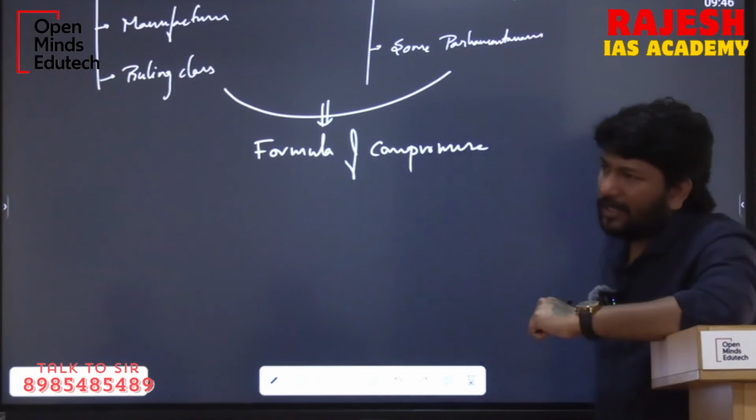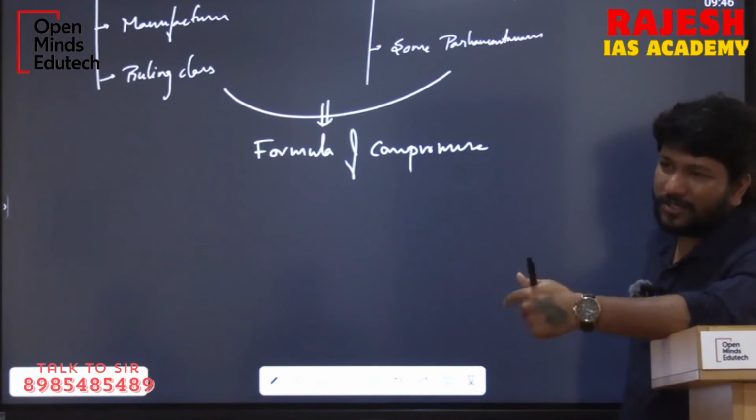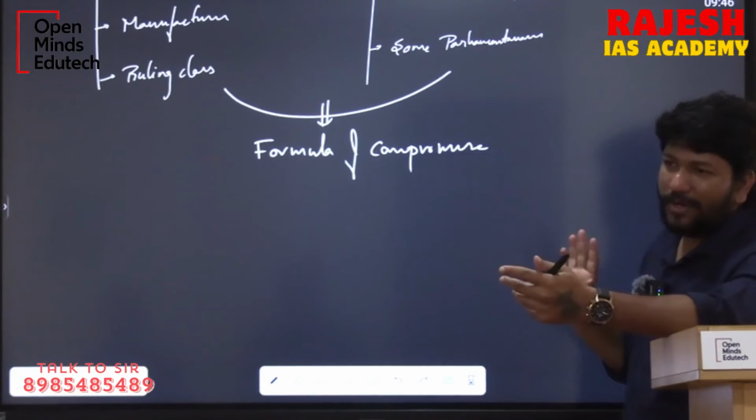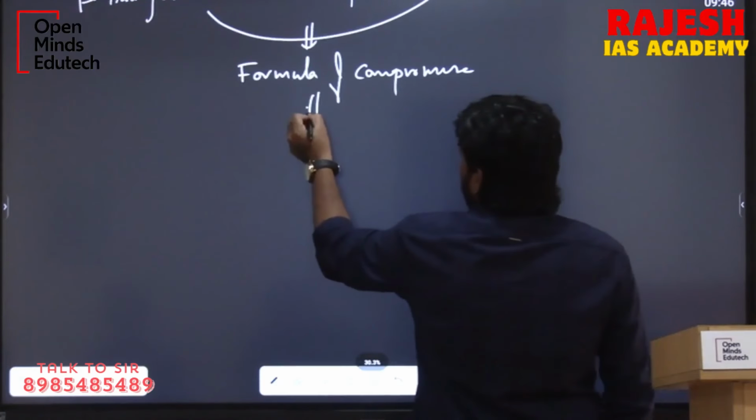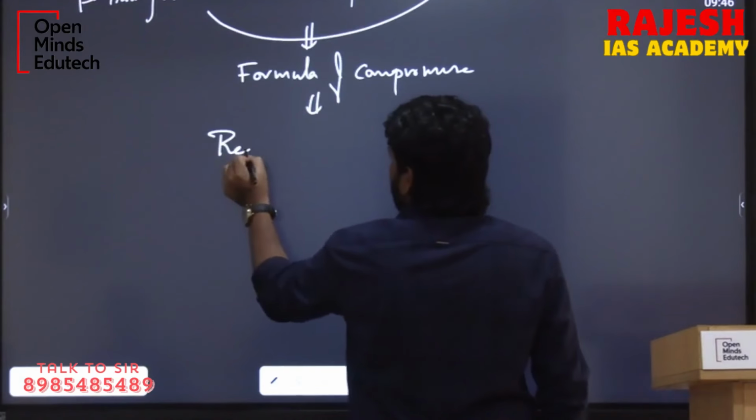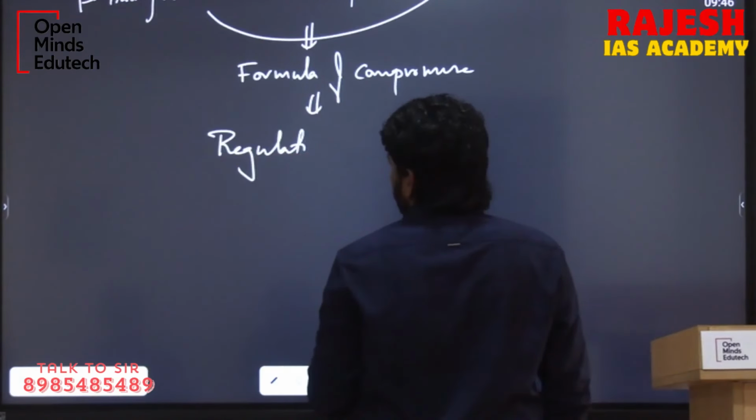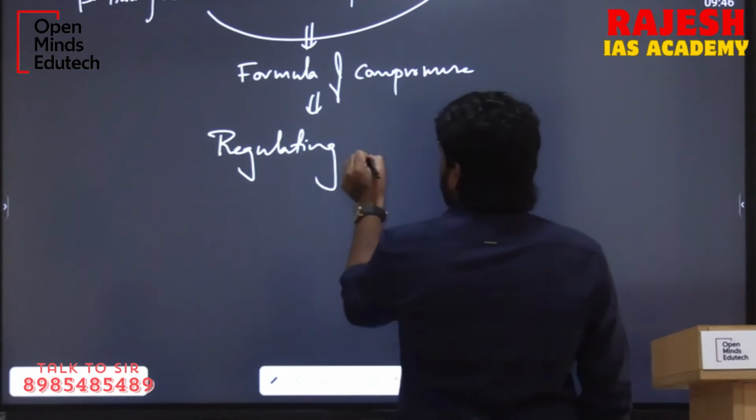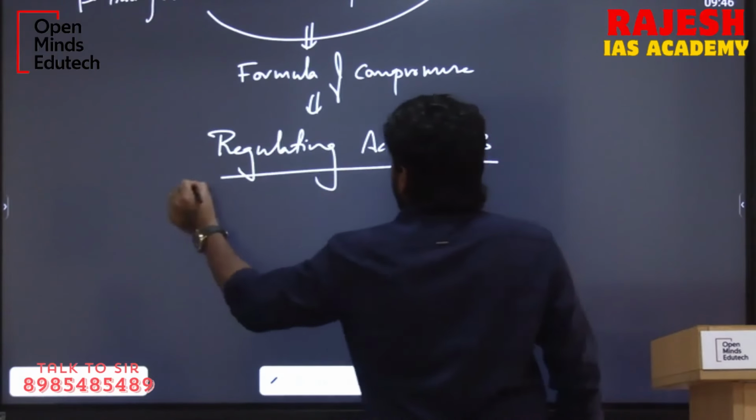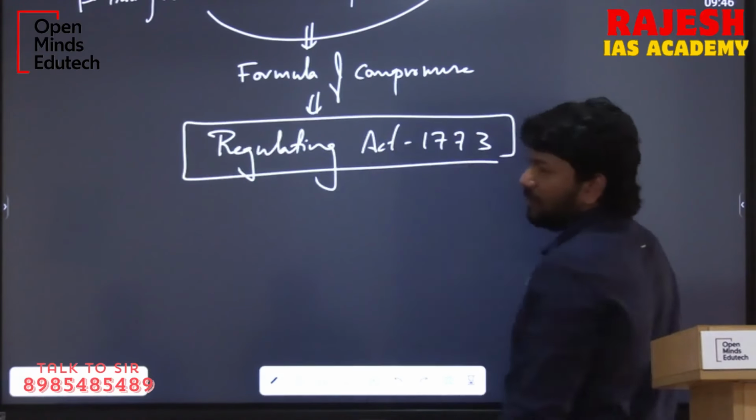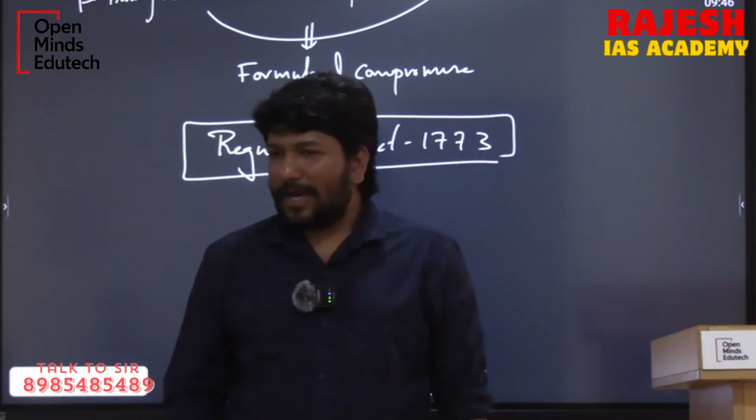So this is the biggest point. Got it right? Whenever there is an act, some people don't like a few provisions. Then why is it so? Because of this one: Parliament's compromise. So what is the compromise? The Regulating Act. So the first act is what? The Regulating Act. Parliament passed the act.